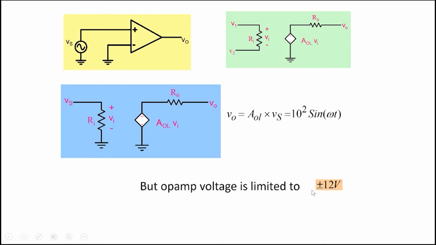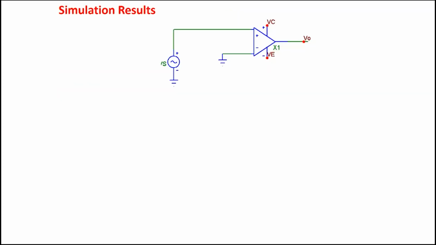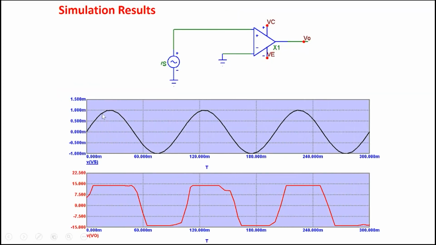But we said the op amp is limited to plus minus 12 volt. This is saying that the output will go to 100 volt sine omega t, but 100 volt is not possible because, although not shown, there's a supply voltage of plus 12 and minus 12. So it cannot go beyond plus 12 and minus 12. So what will happen is the following. If we give a 1 millivolt sinusoid, very quickly the output goes up and saturates to about 12 volt. And similarly on the negative side, it saturates at minus 12.